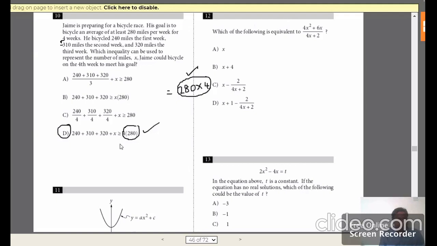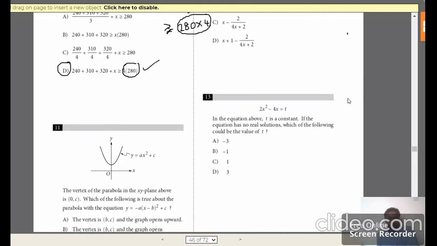And y greater than or equal to symbol is given because it said at least. That's why we have greater than or equal to. Remember that. And why is it 4? Because for 4 weeks the average was 280. So when we shift it to the other side, you may get the same answer.